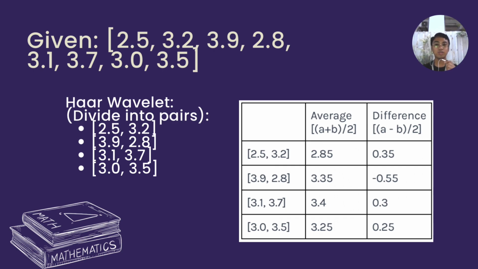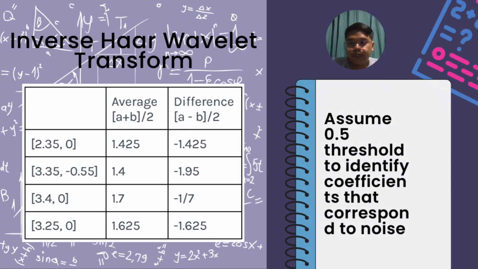Given the dataset, we divided it into pairs to perform the Haar wavelet transform, wherein we use the resolution formula for the average and difference as seen below. We assume a 0.5 threshold on the values from the previous slide to identify coefficients that correspond to noise. We then perform the inverse Haar wavelet transform on these coefficients, as seen in the figure, to reconstruct the noisy signal with threshold coefficients.